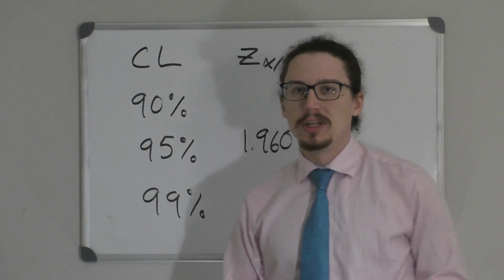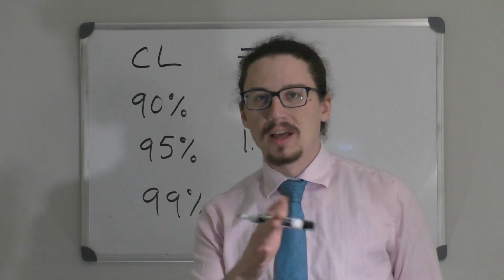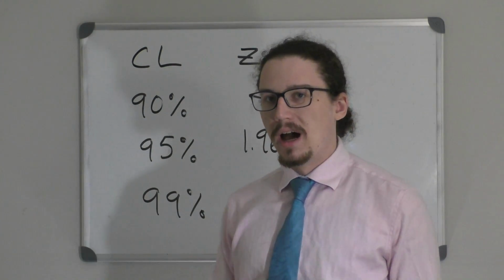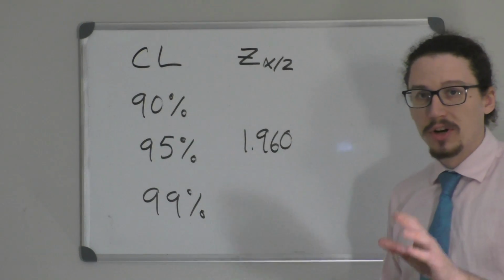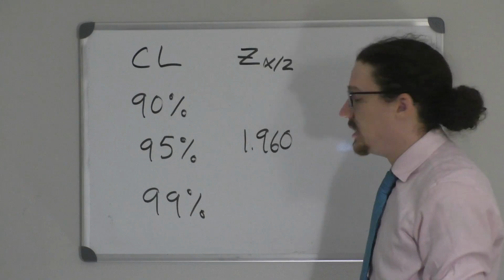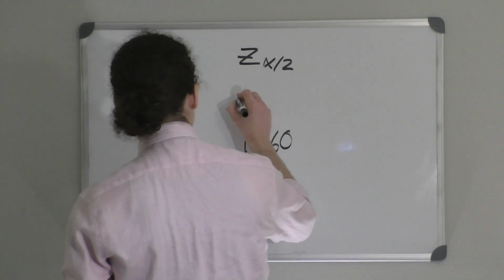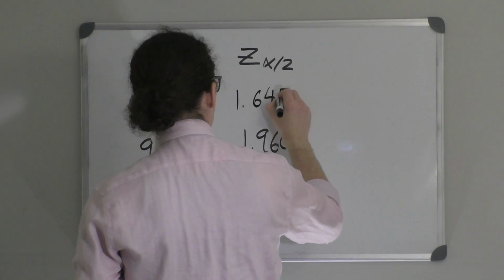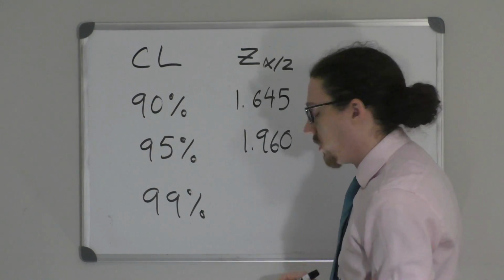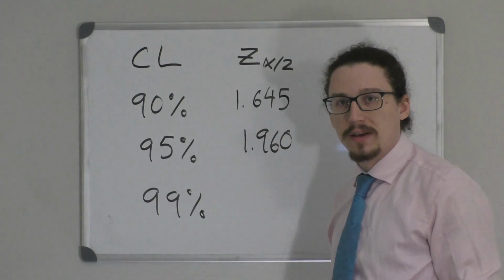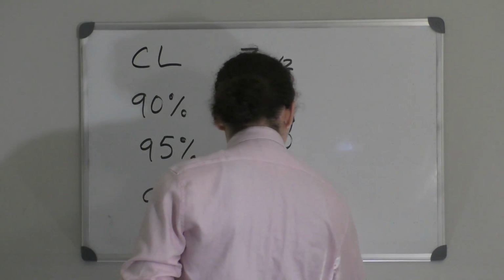So I'll go ahead and write that up there. It's 1.960. However, for the 90 and 99%, the probabilities aren't actually on that table. You have to kind of get in the middle of them. So I'm just going to go ahead and tell them to you. For 90%, the z-score, the critical value, is going to be 1.645. And for the 99%, our critical value is going to be 2.576.